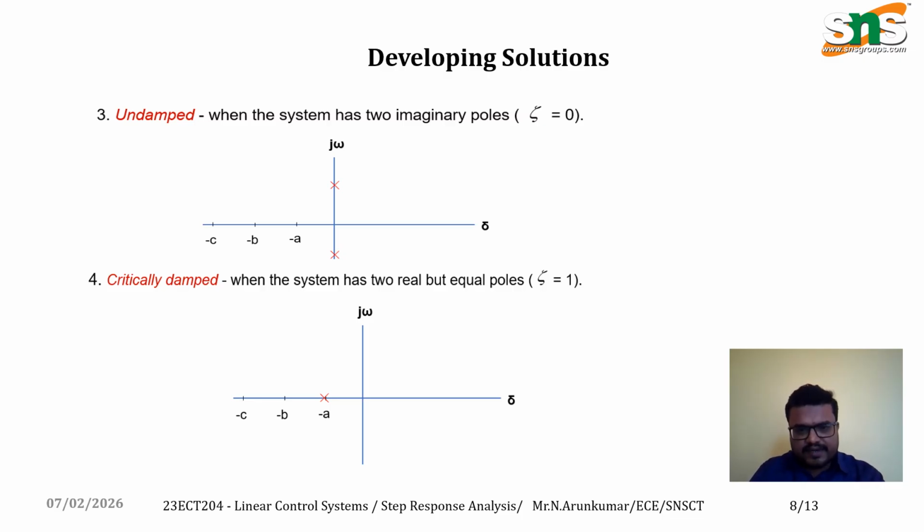And next one is critical damped. Critical damped means delta equal to 1, so the pole appears exactly at one point, which is marked as minus a.